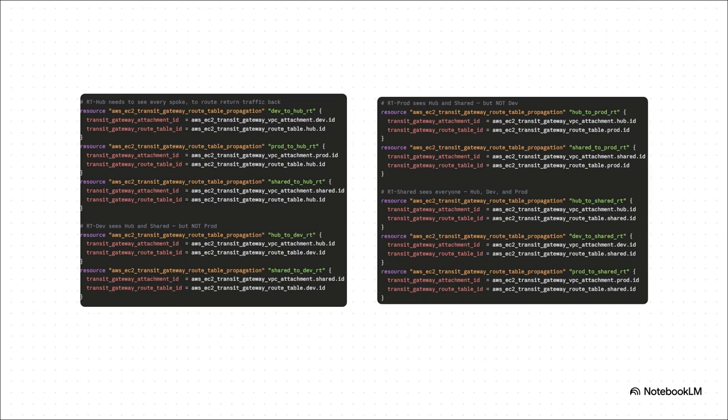But look closely at the RT dev section down below. We propagate hub to dev and shared to dev. Notice what's missing? There is absolutely no propagation between dev and prod. By simply omitting that single block of code, dev and prod CIDRs are explicitly not propagated into each other's route tables, achieving rock-solid isolation by omission.